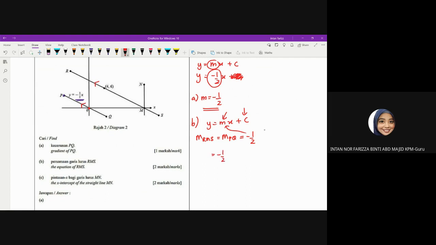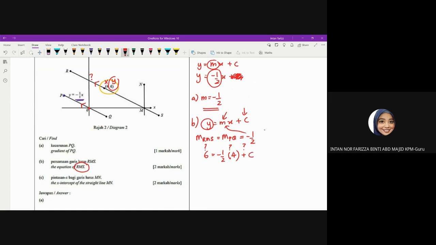So what to put inside the y, what to put inside the x, and how to find the C? Since they're asking for RMS, you tengok dekat line RMS, is there any point located on the line? Yes, it is, which is 4, 6 here. Betul tak? So this one will be my x, this one will be my y. So I'm going to put my x to replace this x here, 4. Okay? And my y here is going to be 6. I replace 6. So what's my C? We don't know what the C is. C is a question mark here. So never mind, let it be C here.